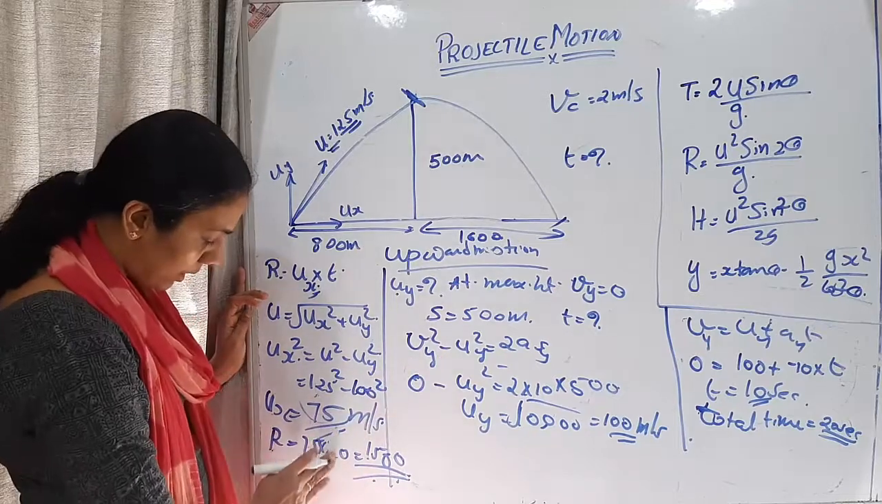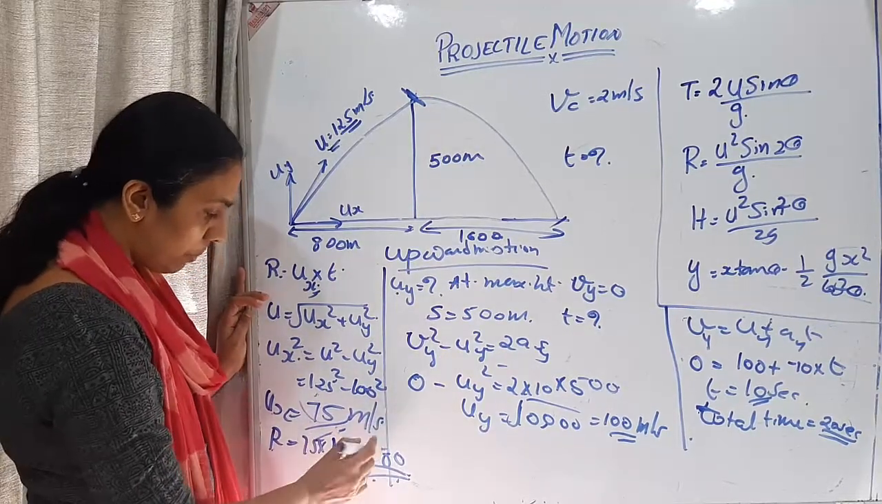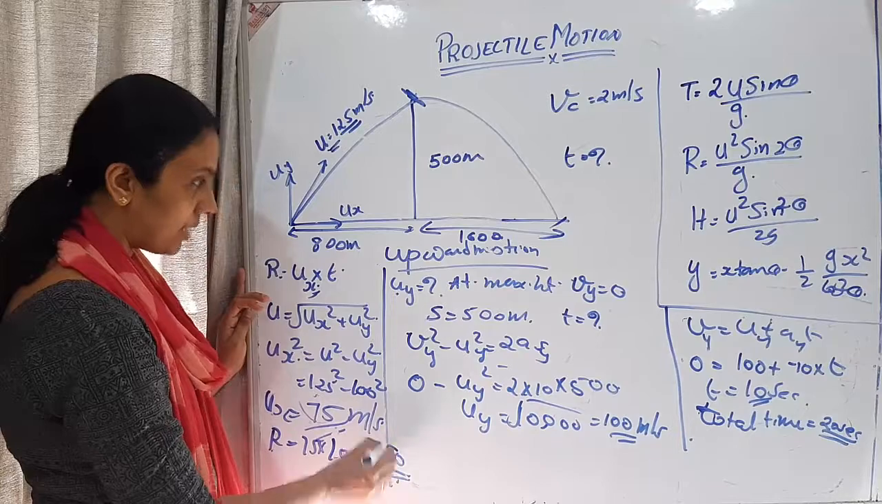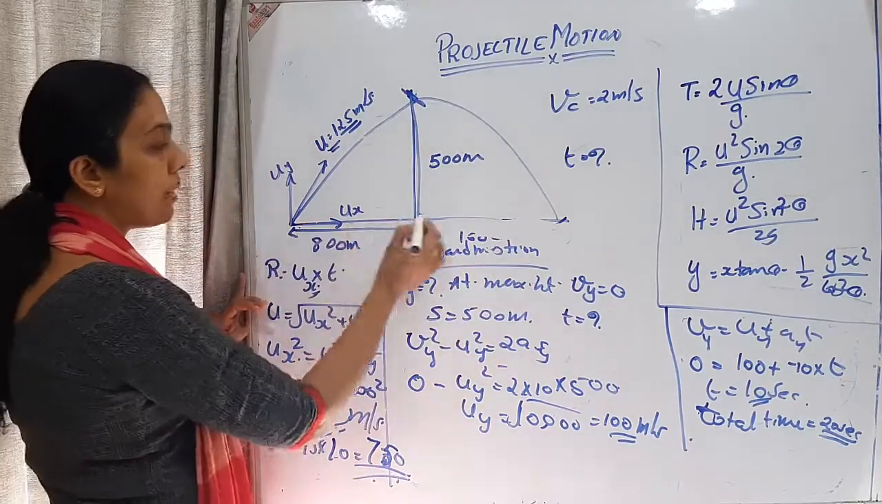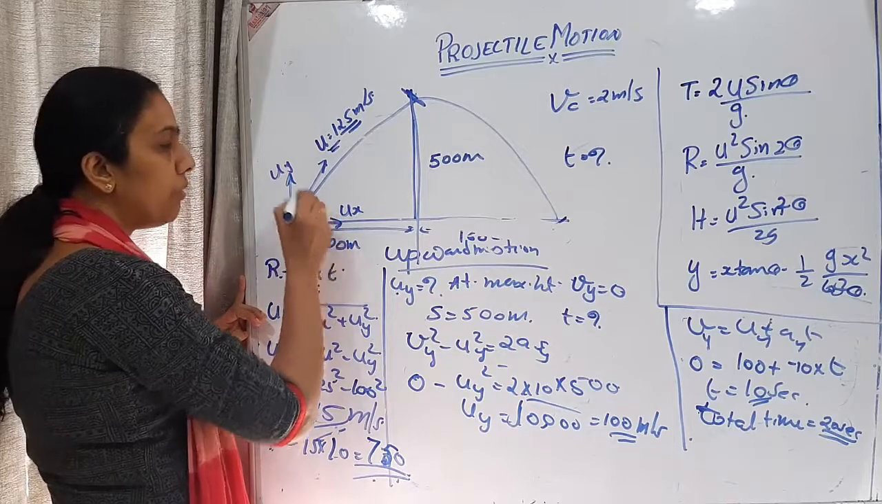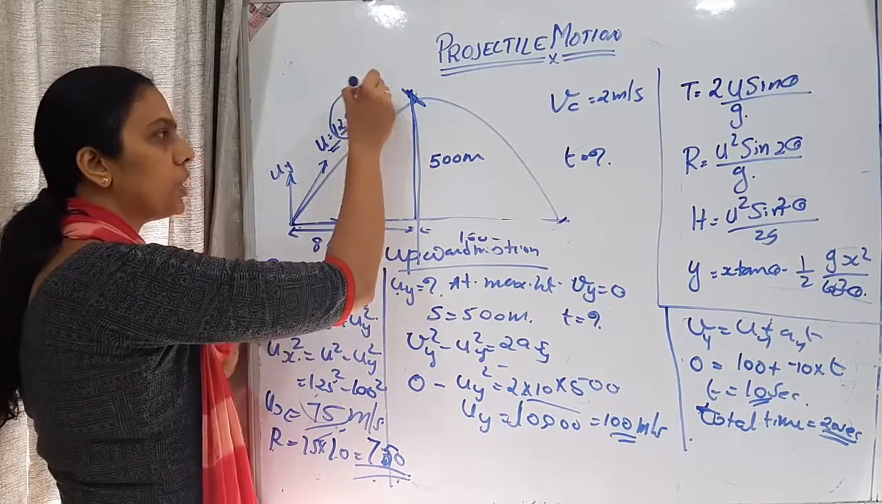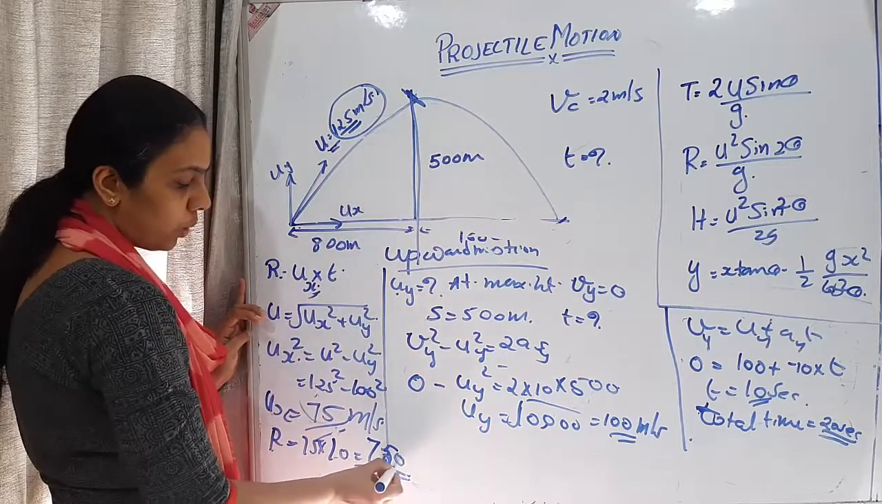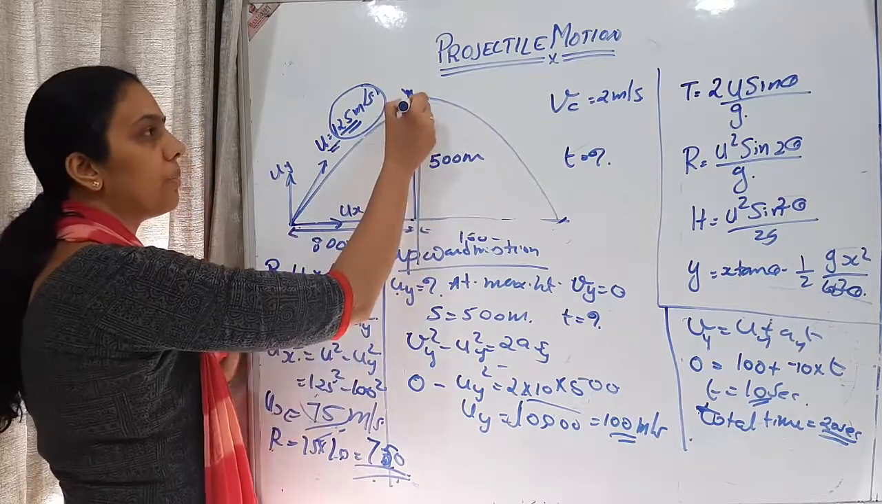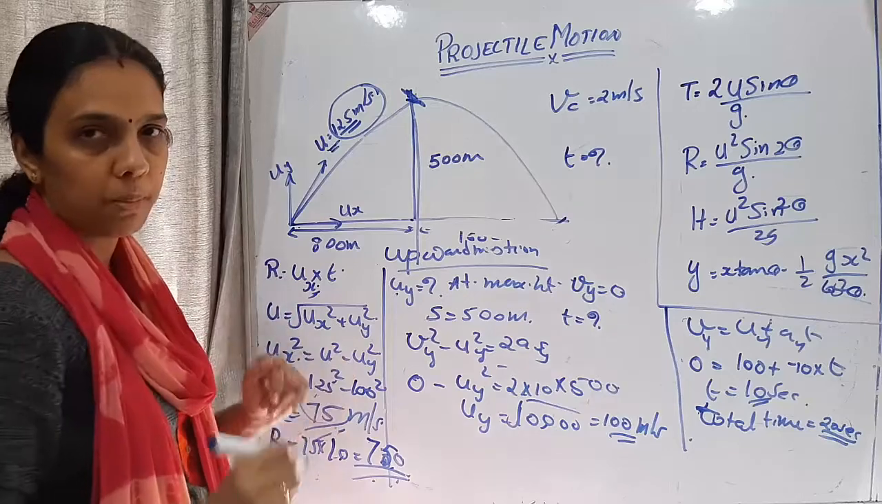Or if you multiply with 50, then you will get just half of that. So just half of that, 750, you will be getting. So if we are throwing with a velocity of 125 meter per second, then it can cover only 750. After 750 meters, it will be reaching the maximum height.